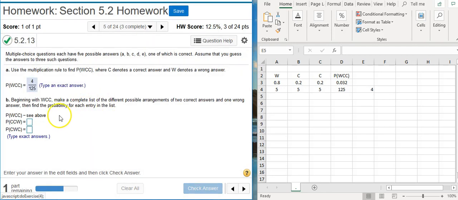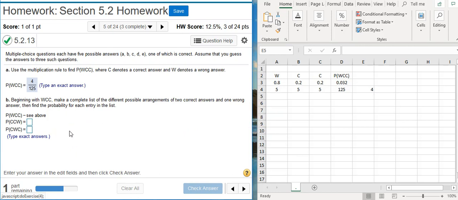Now part B says, beginning with WCC, make a complete list of the different possible arrangements of 2 correct answers and 1 wrong answer, then find the probability for each entry in the list. We can see they've already listed that out for you because you've got the remaining answer spaces here to fill next to each possible outcome. So they've made the list for you here. But instead of going back through all this calculation again, which you can do if you want, we can use a shortcut.